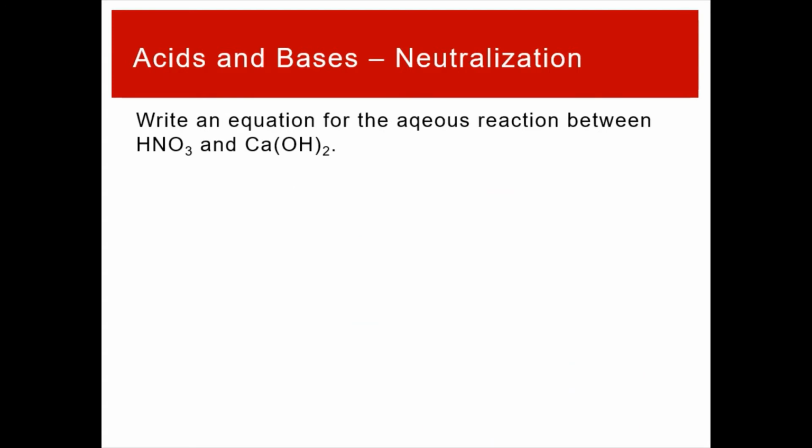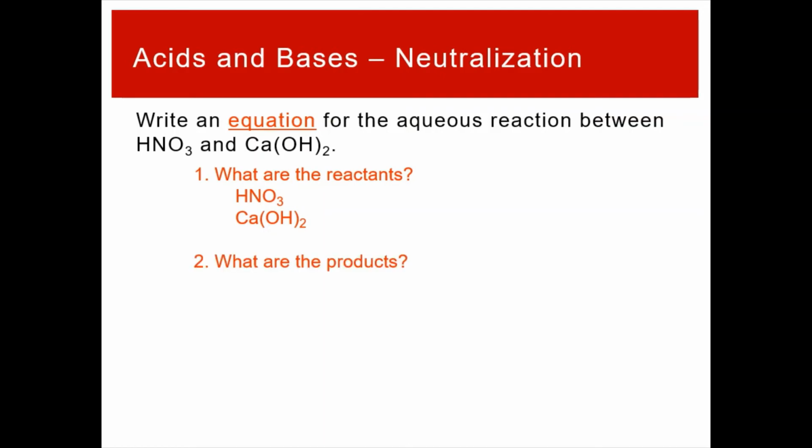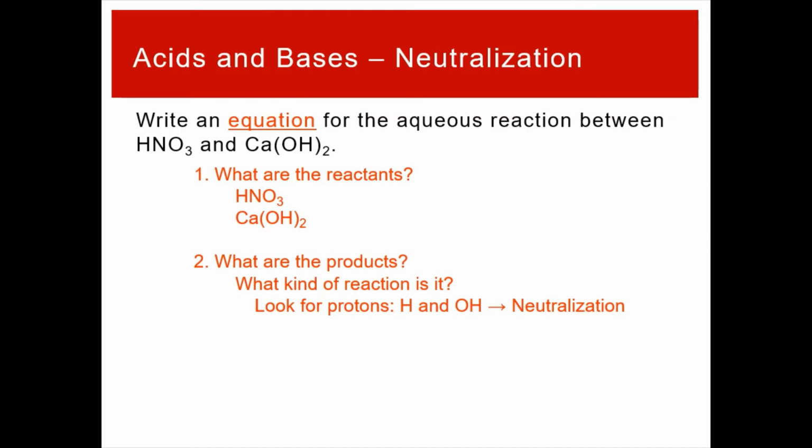Let's take a look at an example. Write an equation for the aqueous reaction between HNO3 and calcium hydroxide. We want a chemical equation. So what are the reactants? It's going to be HNO3 and calcium hydroxide. What are the products? I want to think about what kind of reaction it is. When we identified precipitation, that was because we had two ionic compounds reacting. At this point, when we see an H in one of our reactants and OH in the other reactant, we should immediately jump to neutralization as the process. This is the most likely thing that will be happening. This is likely a neutralization process.